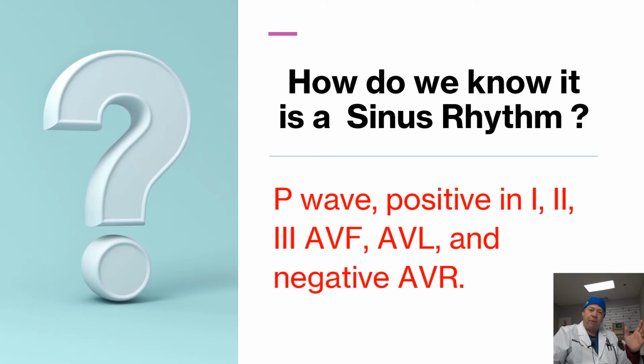Okay, so let's remember. How do we know we have a sinus rhythm? That the SA node is the one making the heart beat between 60 to 100 times per minute or lower. How do we know? Just look at the electrocardiogram. If we have a P wave that is positive before the QRS complex, positive in lead 1, lead 2, lead 3, aVF, aVL, but negative in aVR, that is the SA node making the heart beat.